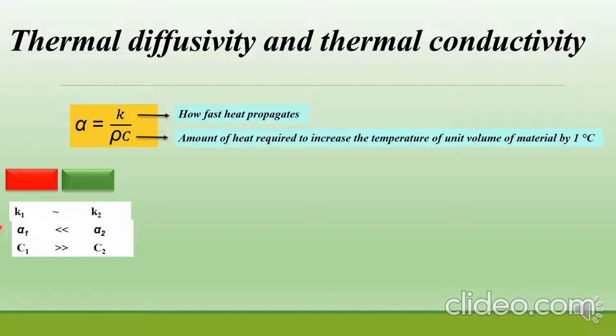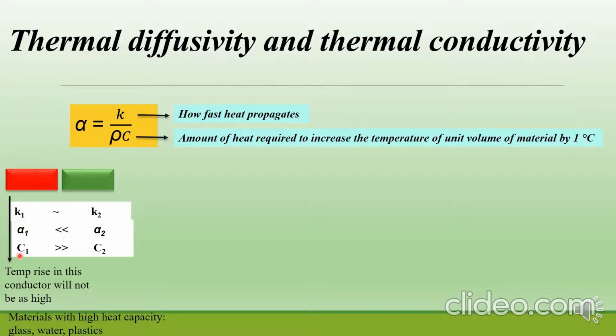Intuitively, it means that even though heat is getting transferred at the same rate in both bodies, the red body will require a lot of heat to get a temperature rise by 1 degree compared to the green body. And why do we care about the temperature rise is because there are certain applications sensitive to temperature rise, for example in the electronics industry.